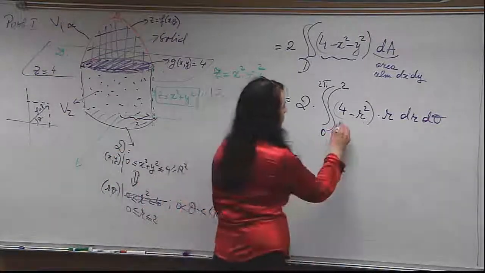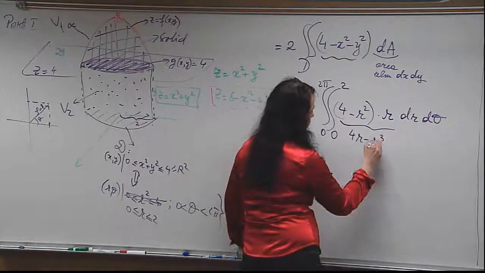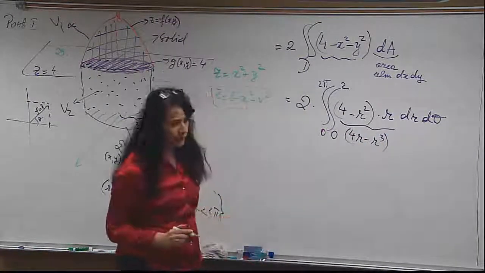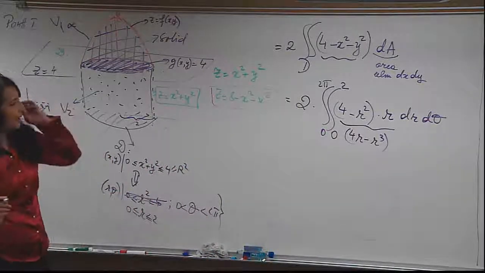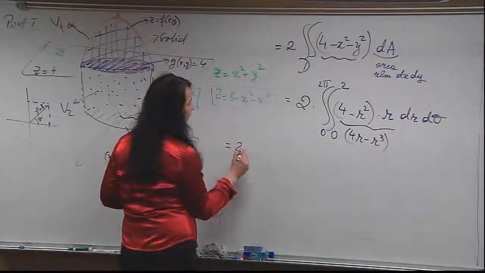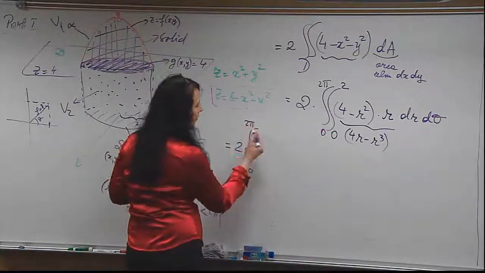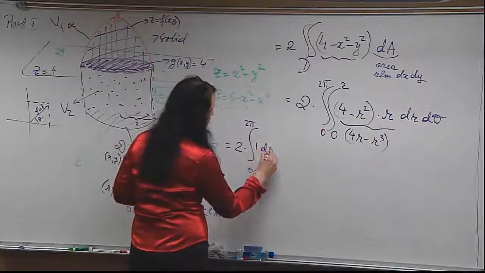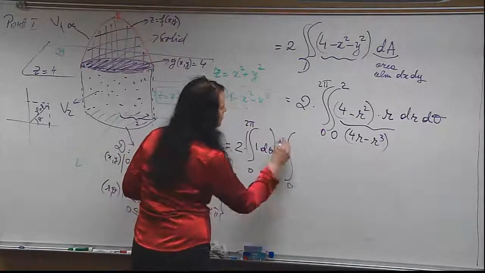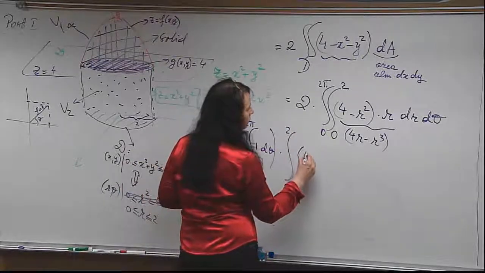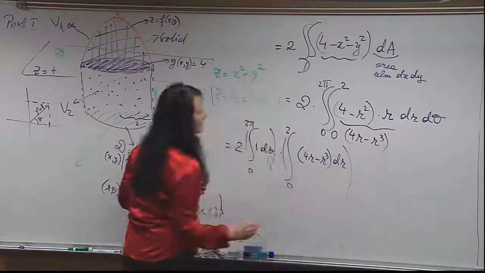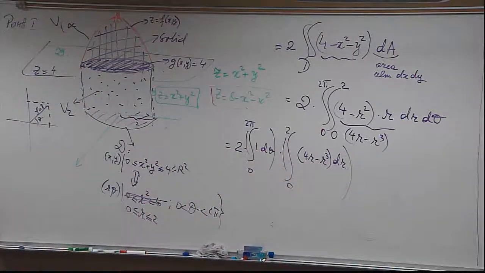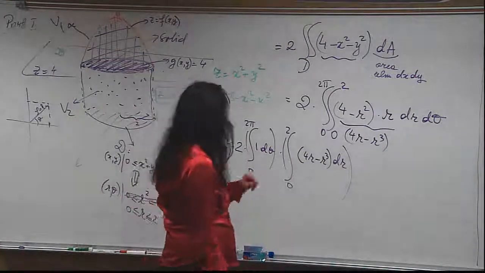So just say 4r minus r cubed. Now what do you see again? Theta is missing from the picture. Theta says, I'm out of here, I don't care. So you get 2 times the integral from 0 to 2 pi of 1 d theta, times the integral from 0 to 2 of 4r minus r cubed dr. Good.